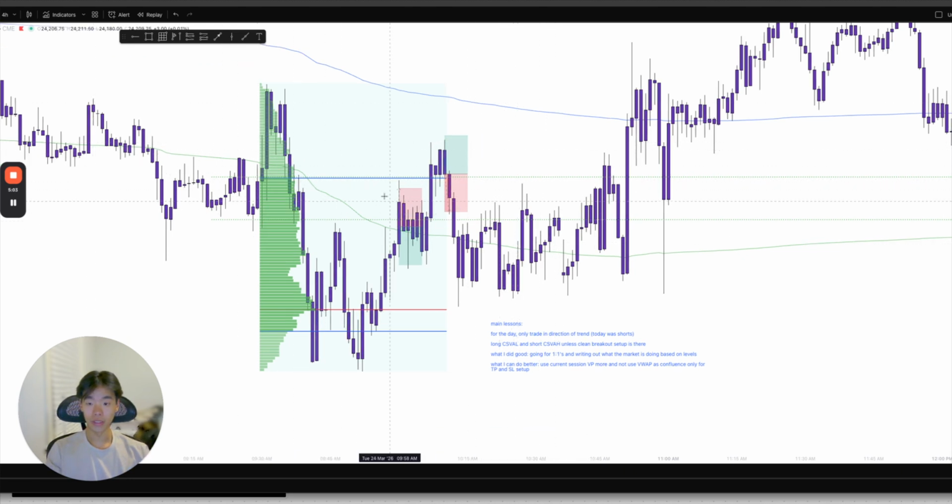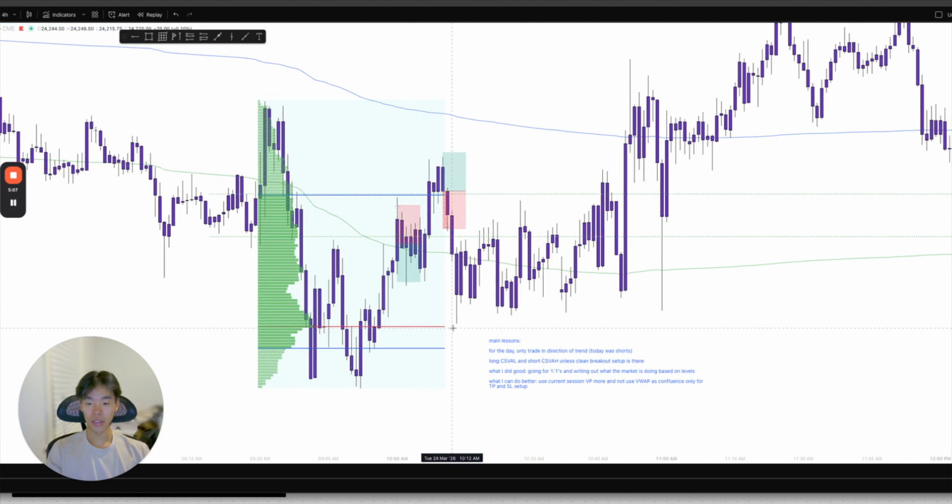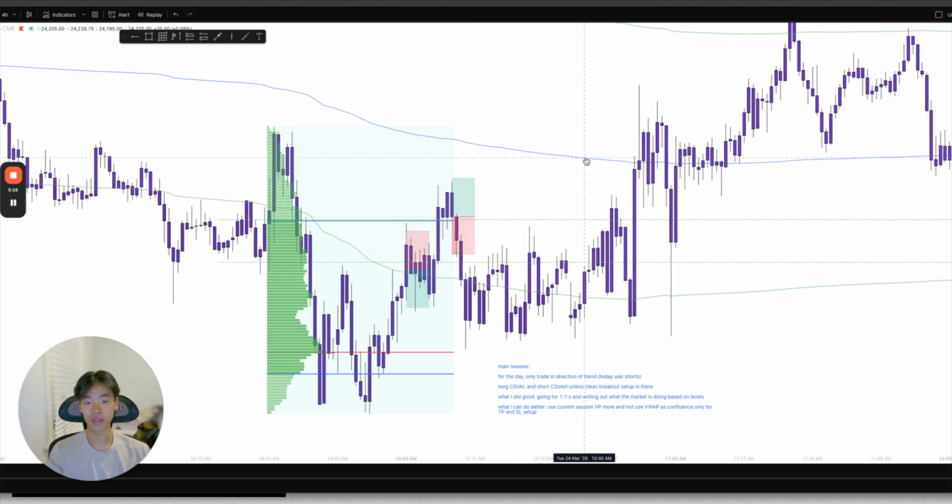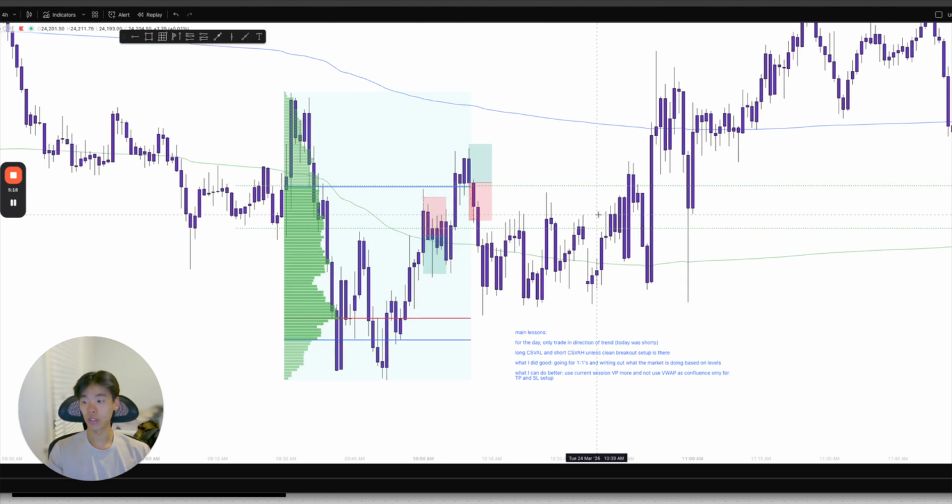Two, generally, if it's in current session value area high, I should just be looking for shorts. And then in current session value area low, we should look for longs. But it kind of depends, because just because it's at current session value area low, that doesn't mean I'm going to long, right? Because today, at least during this session, it was a bearish market.